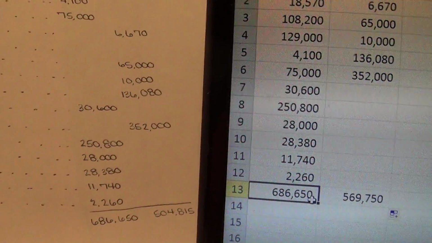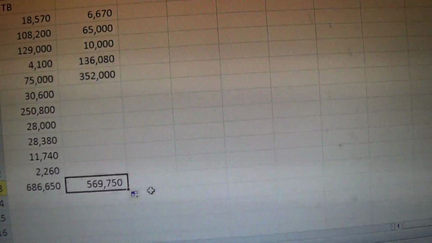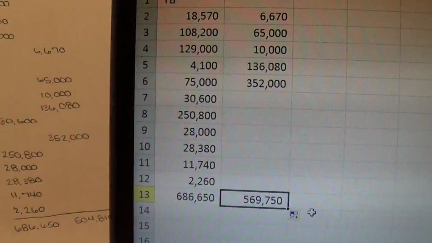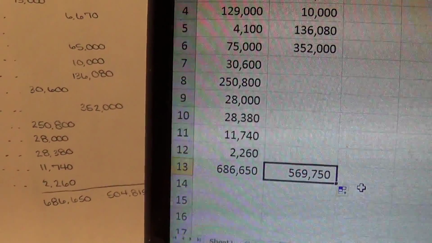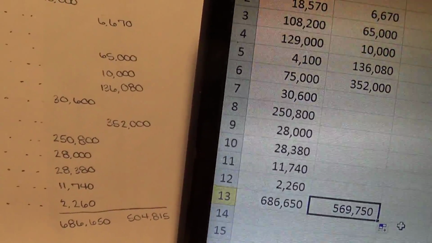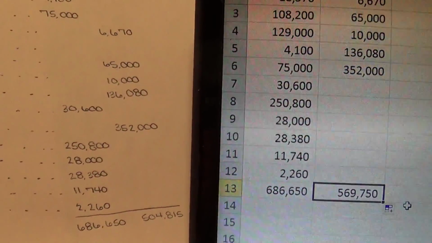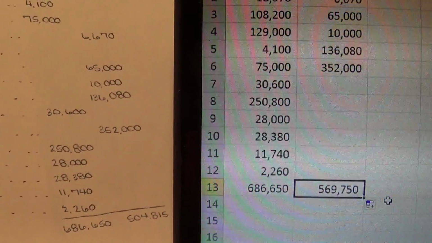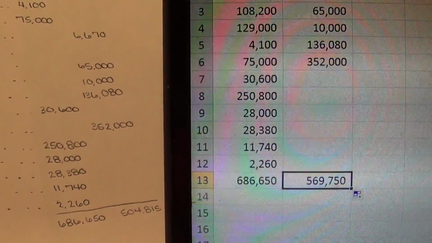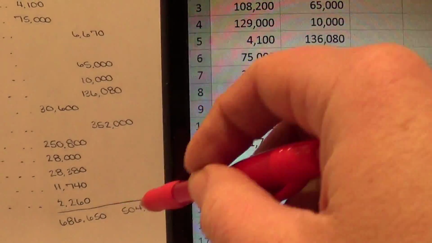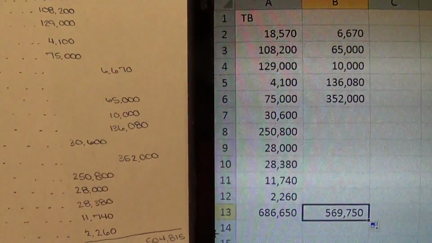And I have 686,650. That's exactly what the sheet says. And I have 569,750. This is not what this page says. I have up here 504,815. So one error was just found: the trial balance does not foot. I'm not going to do it, but usually I would cross it out and write the correct amount. So this mathematically does not add up.